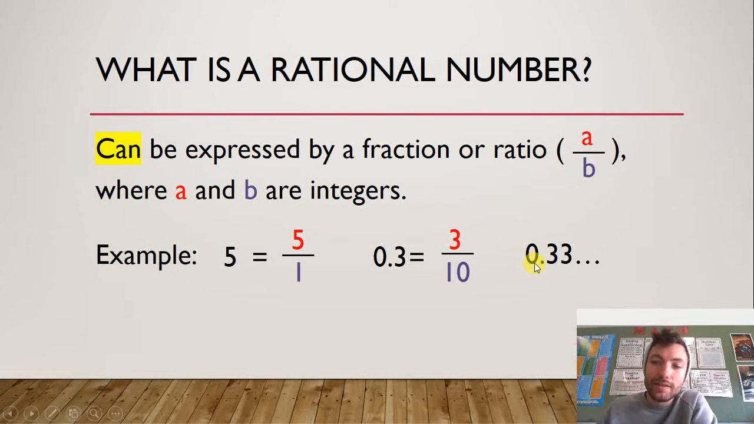In some cases, like 0.33 recurring, where the little dots just mean recurring, so this is 3 forever, we can't just put it over a number because it goes on forever, but we do know this is the same as 1/3. So here we have an integer of 1 and an integer of 3, so that is also rational. If they can be represented as two whole numbers on top and bottom, then they are rational.